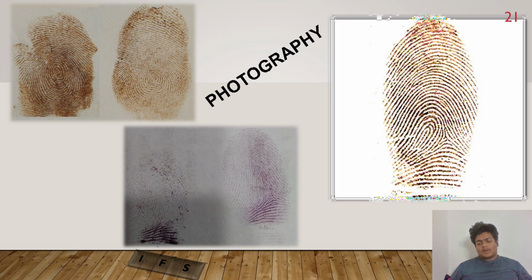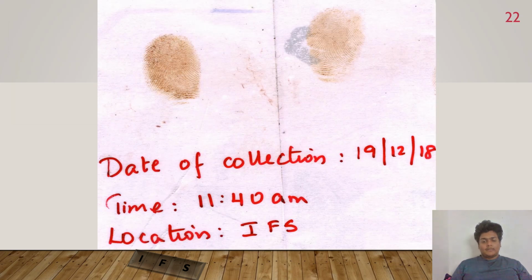Then the next part after the development of fingerprints is photography. So the pictures you see here represent the fingerprints from iodine fuming and nitrate. While doing the photography, we need to mention the date of collection, time, and the location.